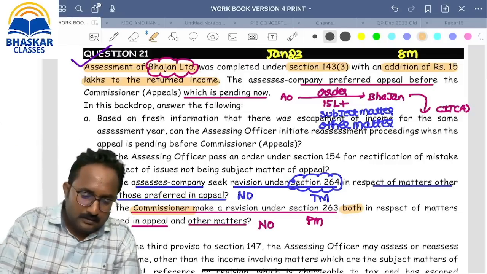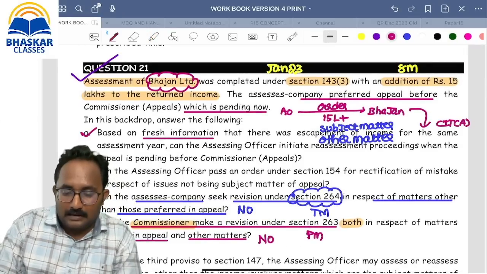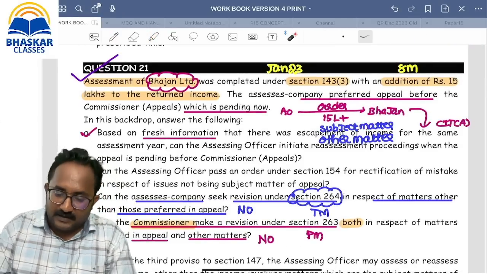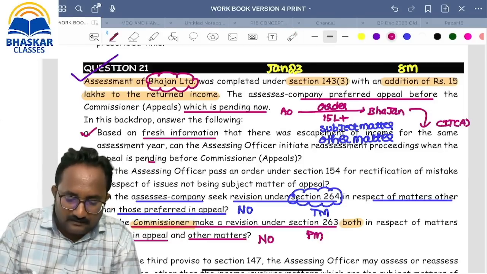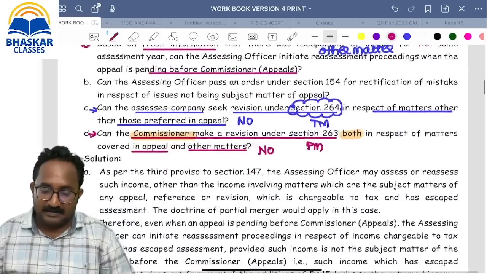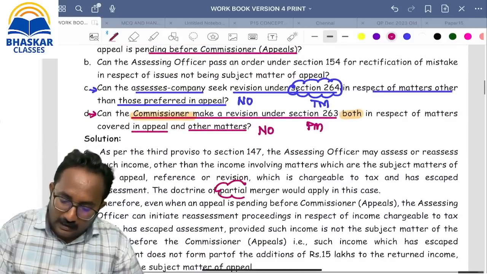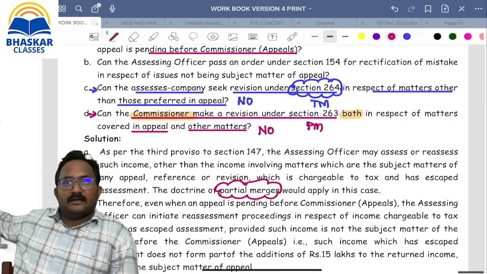No. This is already completed, ma. There is fresh information. The subject matter is already pending. What is that fresh information we got, ma? Some income has escaped from tax. Based on that, shall we start the income escapement assessment procedure, ma? Yes, because the income escapement assessment procedure can also be applied as a partial merger. So this is an easy question, sir, if you are revising in a normal manner.